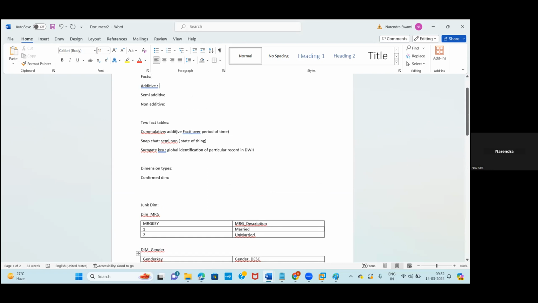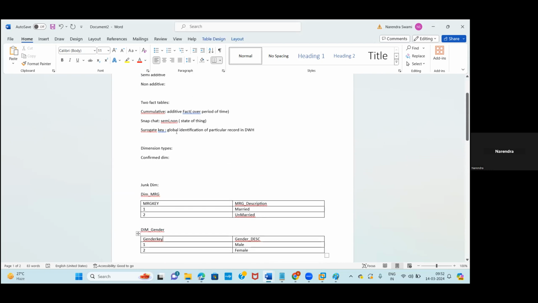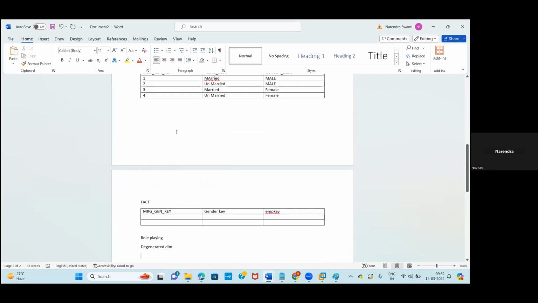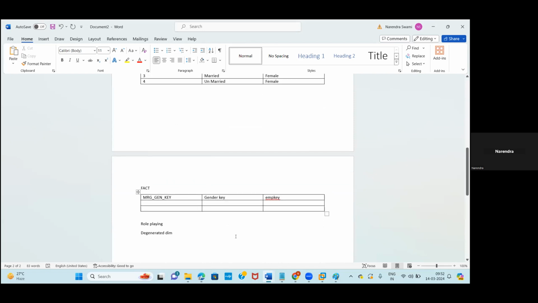Okay, and the next dimension is, what is role playing? Role playing is something like this. We have one dimension key, and normally it has a relation with one key in the fact table. But here, one dimension has a relation with multiple keys in a fact table. Multiple keys in the fact table have a relation with only one key in the dimension table.